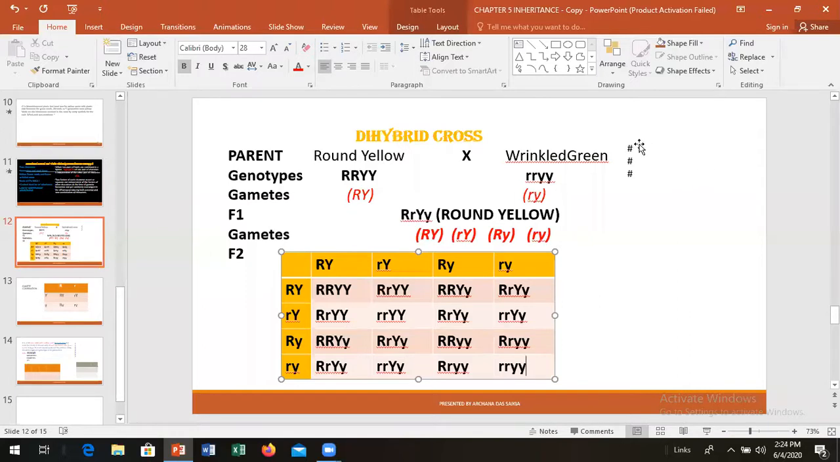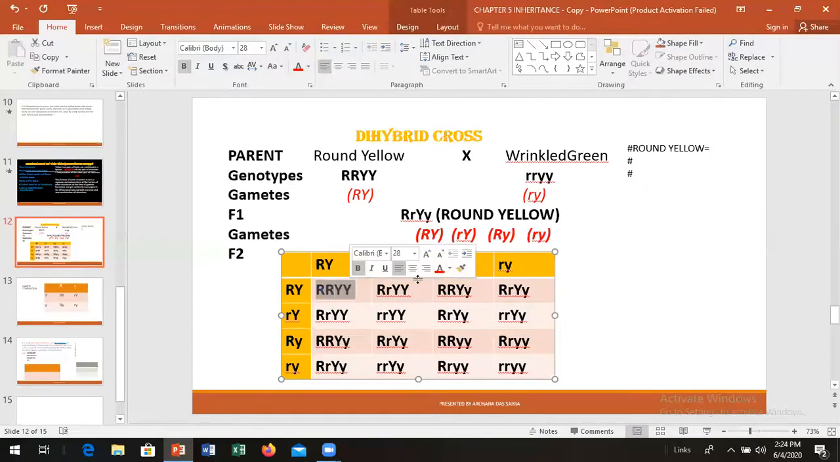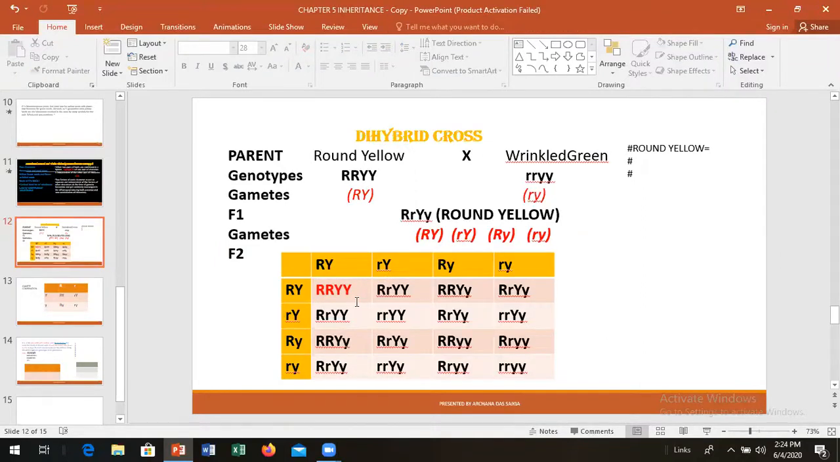So the first parent was what? The first parent was round yellow. Let me write round yellow. Let us count how many will be round yellow. Now I'll show you here this first individual that I marked red. It will definitely be round and yellow. Why? Because it has all the alleles. It has the factor for round and the factors for yellow.